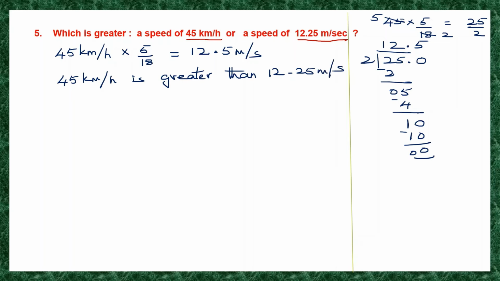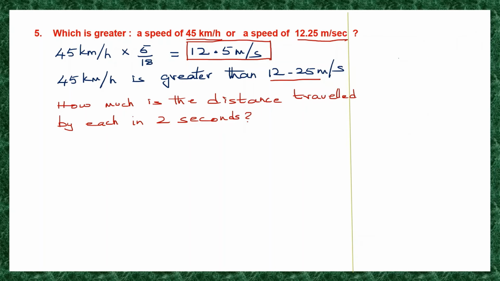Meter per second. As you can see, 45 kilometers per hour, we converted it and we got 12.5. And 12.5 is greater than 12.25. So 45 kilometers per hour is greater. The second part of the question is, how much is the distance traveled by each in 2 seconds? Okay, so how much is the distance traveled by 12.5 meter per second is the first portion.